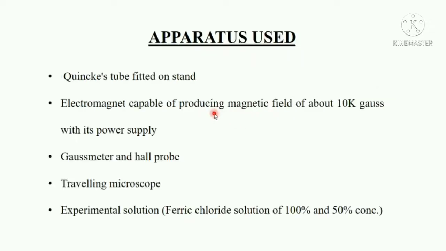The apparatus we will be using are Quincke's tube fitted on the stand, which is a U tube. One limb of it is narrow and the other is broad. Electromagnet capable of producing magnetic field of about 10 kilogauss with its power supply, a Gauss meter and Hall probe, a traveling microscope to measure the rise in liquid, and the experimental solution, which in our case is ferric chloride solution of 50% and 100% concentration.